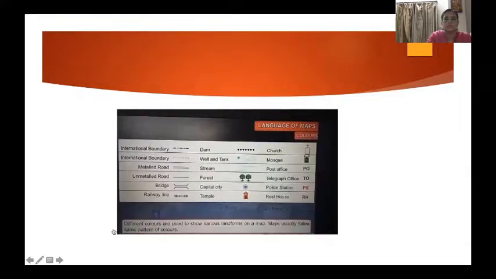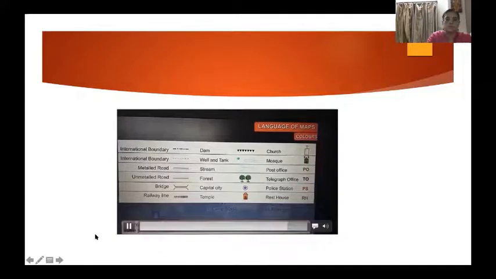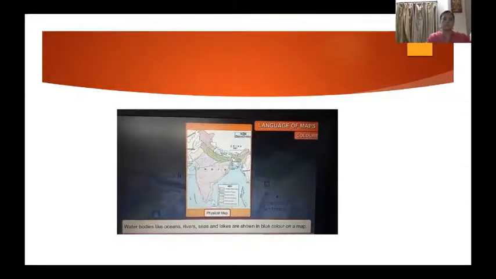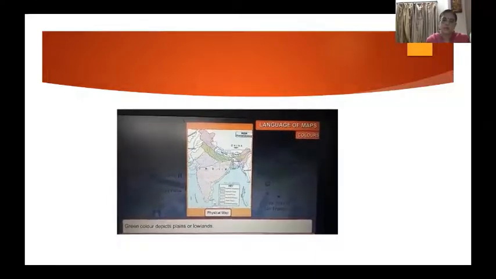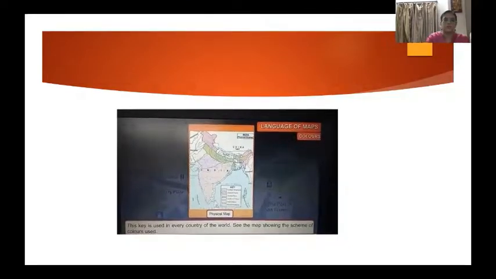Different colors are used to show various landforms on a map. Maps usually follow the same pattern of colors. Water bodies like oceans, rivers, seas, and lakes are shown in blue color on a map. Green color depicts plains or lowlands. Mountains and highlands are shown in brown. Plateaus are marked in yellow. This key shown here is used in every country of the world. See the map showing the key.